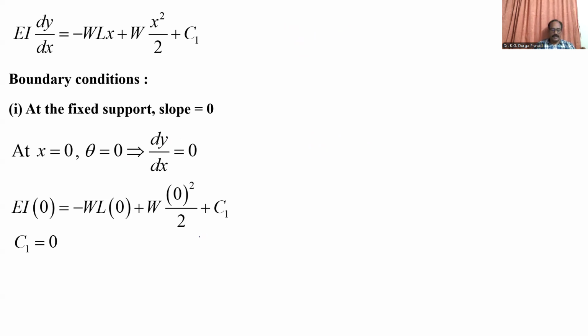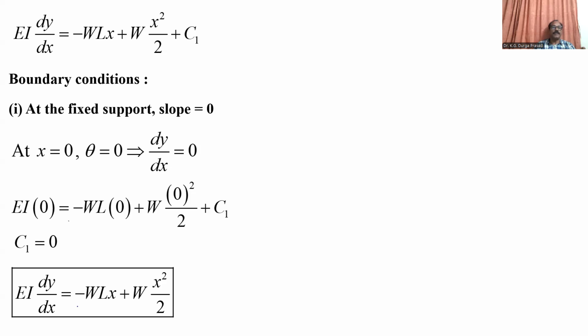Now, the immediate next task is to write the slope equation. What is the slope equation? EI into dy by dx. Once you have the value of C1, substitute it here. What is the value of C1? 0. Substitute 0. You are getting EI into dy by dx equal to minus WLX plus WX square by 2. It is the slope equation.